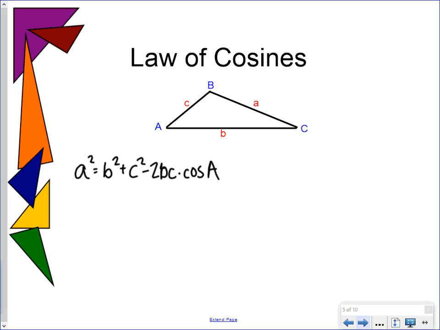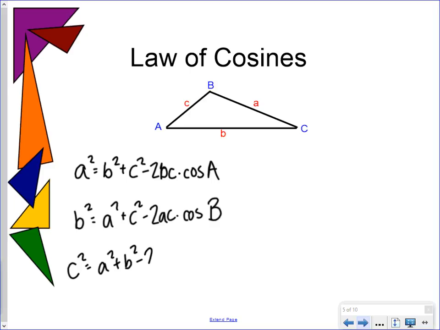Okay, got another formula. There's one for each. So there's an a squared equals, a b squared equals, and a c squared equals. If I switch it to b squared, then basically all the b's get replaced with a's. So it would be b squared equals a squared plus c squared minus 2ac times cosine B. Remember, the angle in the law of cosines matches that squared on the other side. And then c squared equals a squared plus b squared minus 2ab times cosine C.